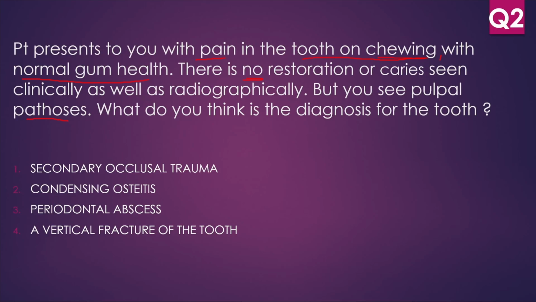First of all, when you see this line, no restoration or caries seen, this option gets cancelled, because for condensing osteitis, you need to see a huge restoration or a caries close by because of low grade infection in the tooth area. So condensing osteitis is not going to happen. It is not going to be a periodontal abscess either, because they say that they have normal gum health. So not periodontal abscess. Will it be secondary occlusal trauma or will it be a vertical fracture of the tooth?